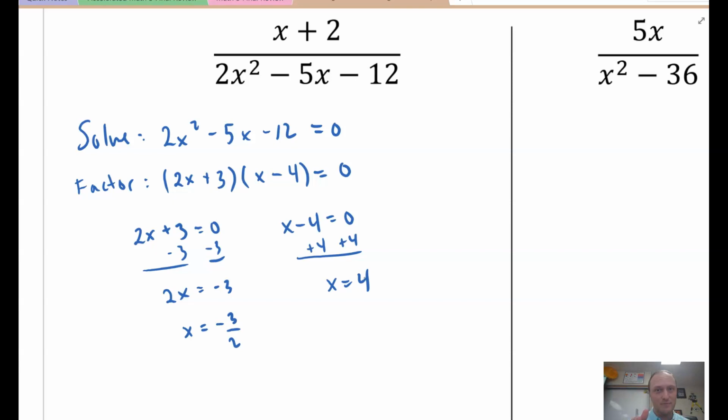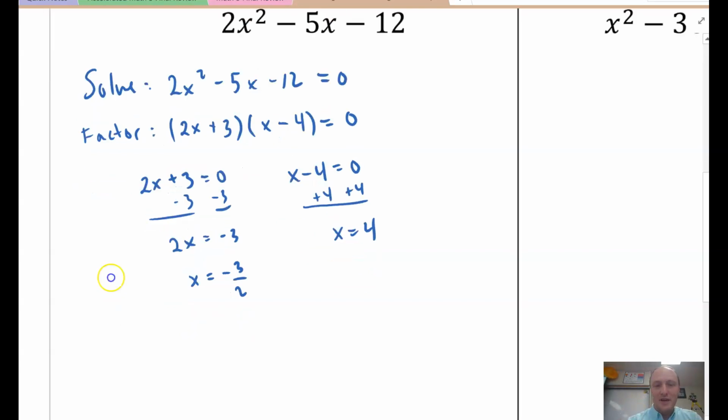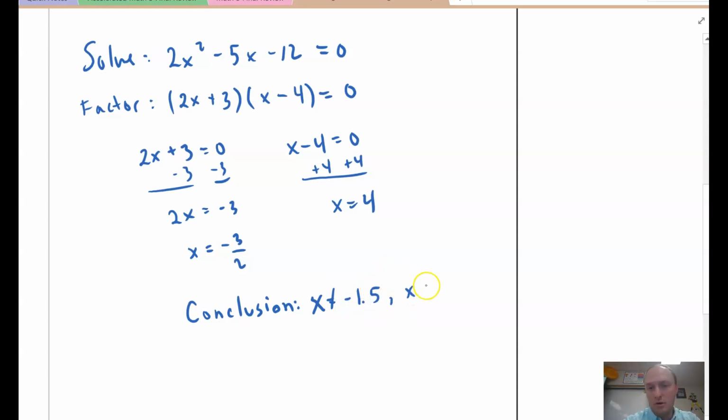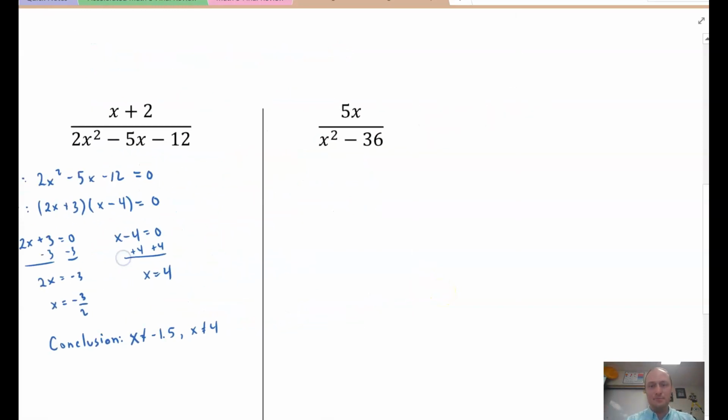What is it in decimal form? Negative 1.5, that's right. Okay, so what's our conclusion? Our conclusion, and this is important here, we need to think about why we are doing this. Because math? No, not because math. Our denominator cannot be these values. So x cannot equal negative 1.5. X cannot equal 4.